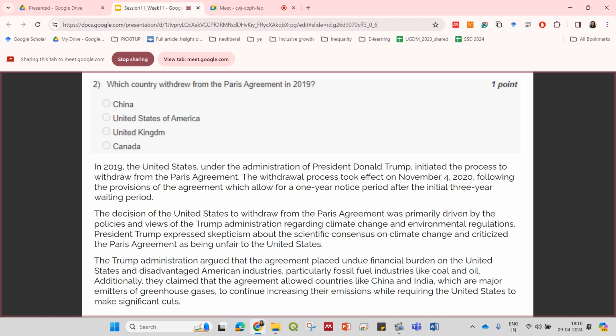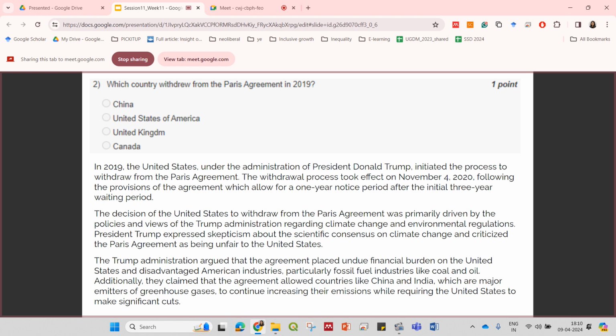So in 2019, under the administration of President Donald Trump, the process of withdrawal from the Paris Agreement was initiated, and the withdrawal process or the withdrawal of USA took effect in November 2020, following the provisions of the agreement, which says that there is a 1 year notice period after the initial 3 year waiting period if you want to withdraw from the agreement. So this decision was made by the United States to withdraw from the Paris Agreement because of the policies and views of the Trump administration regarding climate change and environmental regulation.